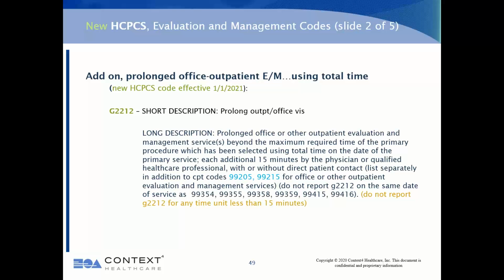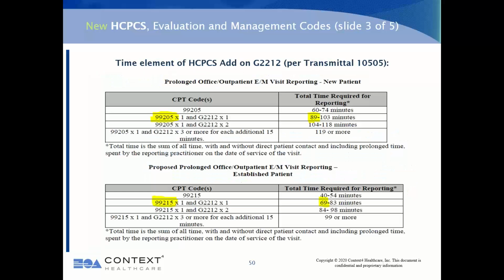Do not report for any time unit less than 15 minutes. From the yellow phrase on this slide, we can only apply this code after 15 minutes of prolonged service time occurs beyond the time limit of a level 5 office outpatient E&M parent code, 99205 or 99215. I will illustrate that on the next slide.